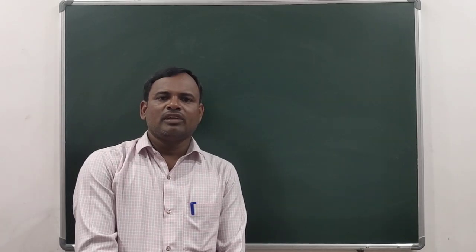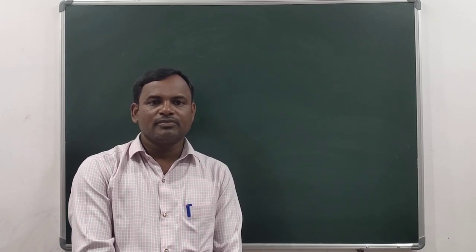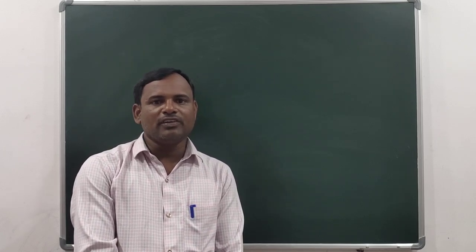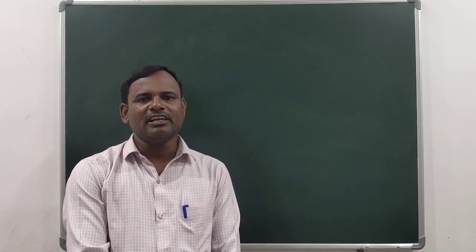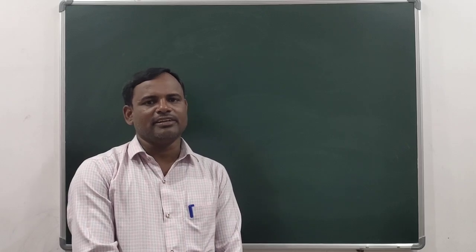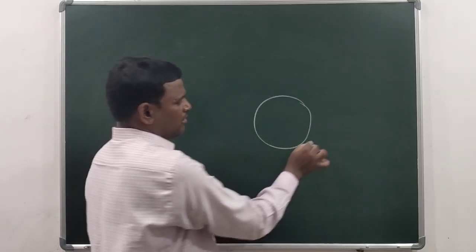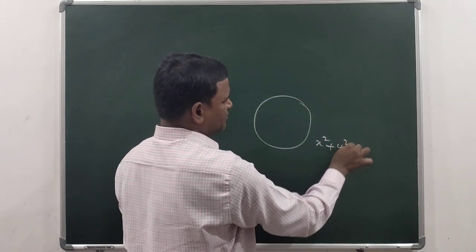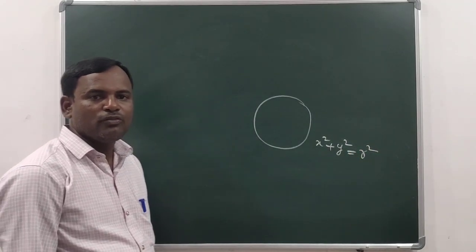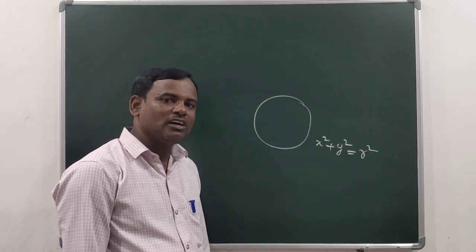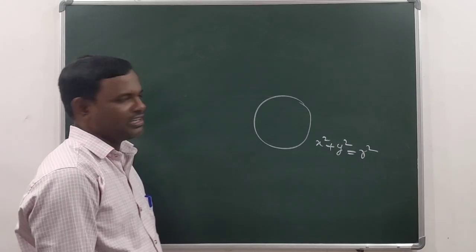Find the equation of the locus of the midpoint of a chord which makes an angle theta at the center of a circle, x square plus y square equal to r square. See this question, once again I am repeating. One circle is there whose equation is x square plus y square equal to r square. Now here you would have to find the equation of the locus of the midpoint of a chord which makes an angle theta at the center of the circle.